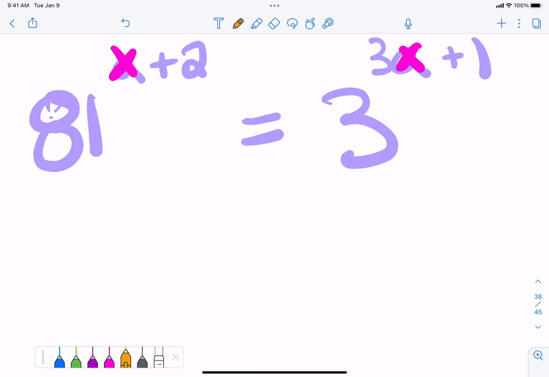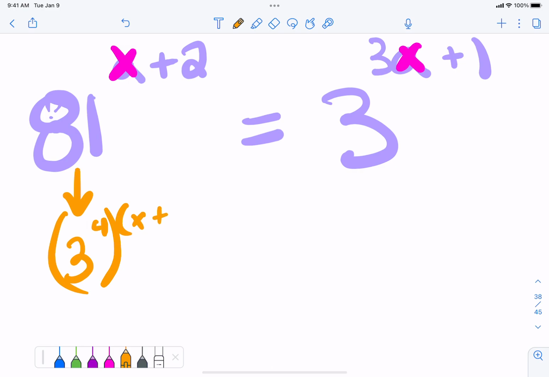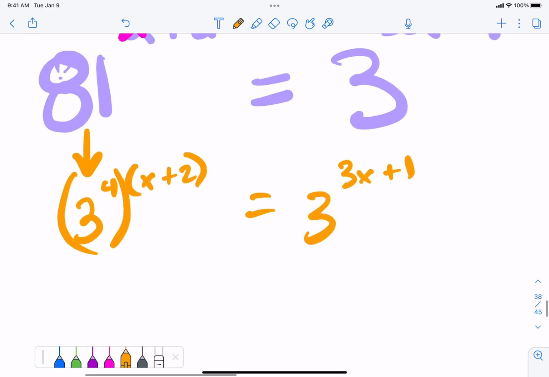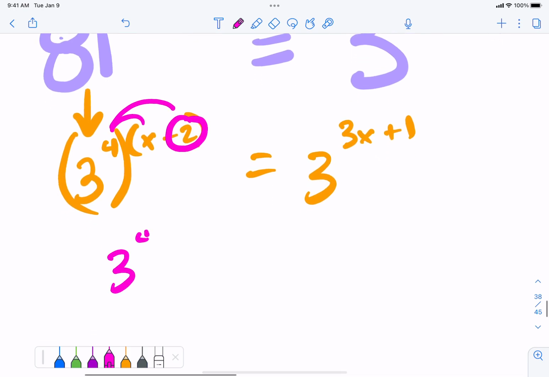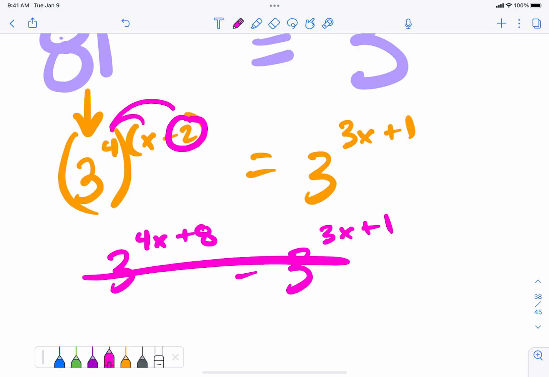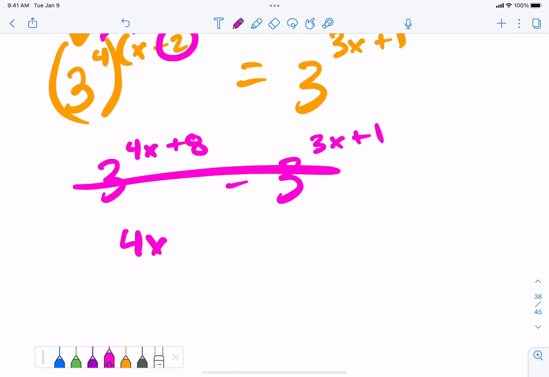2x minus 1, divided by... I'm going to go ahead and go 81 is 3 to the 4th power. I'm going to show you things that I see people doing that are not right. 3 to the 3x plus 1. When you distribute the 4 through, don't forget to multiply them by the 2 also. So 3 to the 4x plus 8 equals 3 to the 3x plus 1. Then the 3's cancel. 4x plus 8 equals 3x plus 1.